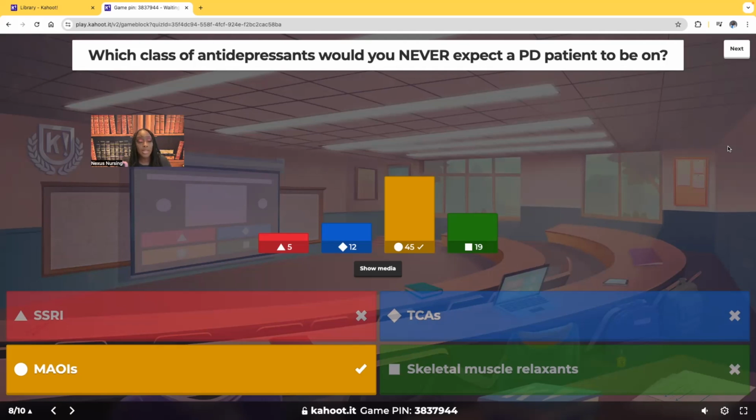But the problem with MAOIs, well, there are many problems, many problems. But one of the biggest reasons we're definitely not going to give an MAOI to a patient that has Parkinson's disease is the risk of that patient getting hypertensive crisis, right? Why? That combination of MAOI with levodopa, carbidopa, it just does not go together, and the patient's going to be at risk for hypertensive crisis, which is a medical emergency. We want to avoid that at all costs.